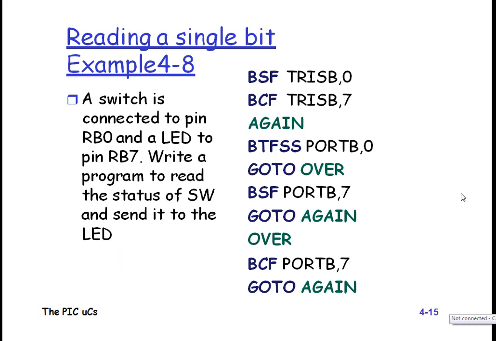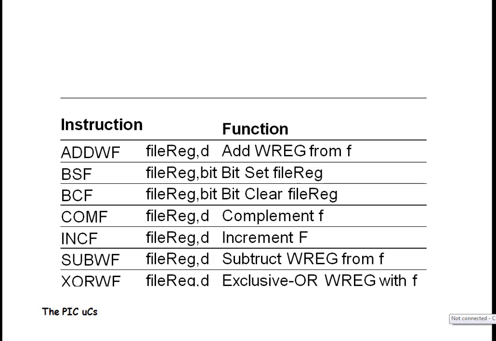In another example, we will read a single bit. A switch is connected to pin RB0 and an LED to pin RB7. Write a program to read the status of the switch and send it to the LED. The program of this example is on the right side.